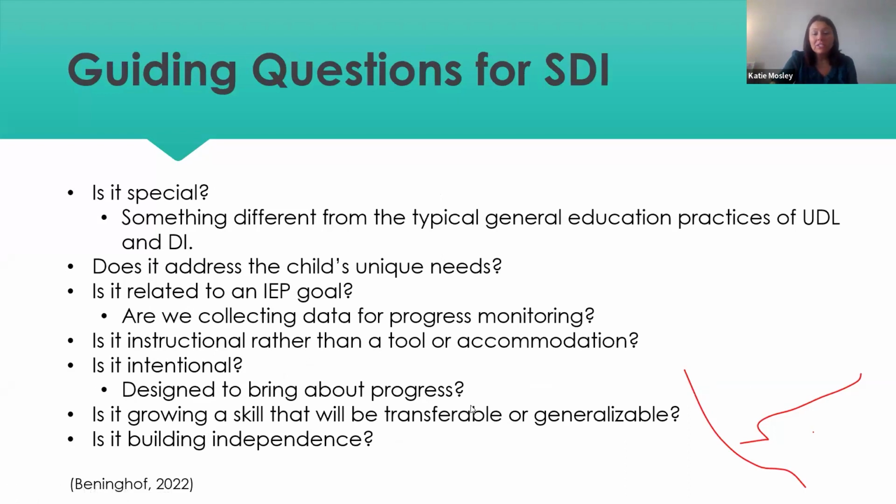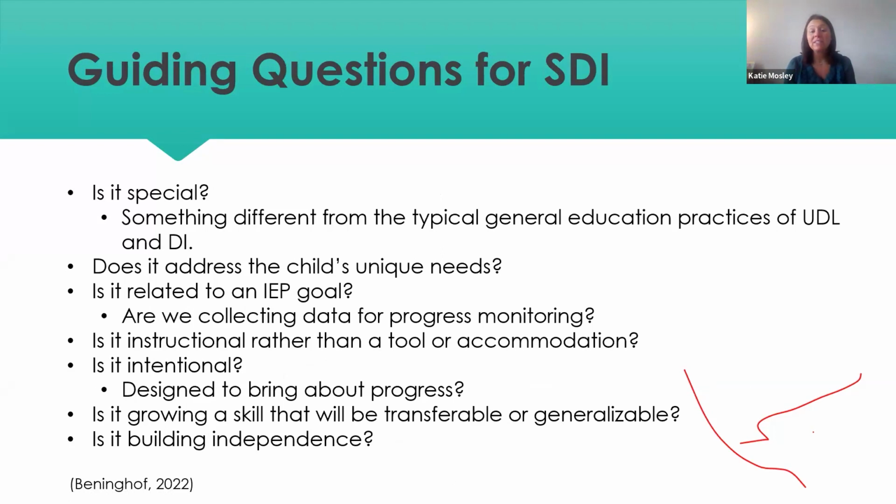So these guiding questions came from Anne Benninghoff's book. We don't want to pass these off as our own when they are certainly not. So she asks, is it special? And I love that question. And that's a great question that we can pose to team members when we sit down at a case conference committee, or we're looking at developing a new IEP for a student. We need to ask ourselves that, is it special? Because if it's not, then it's not going to be SDI.